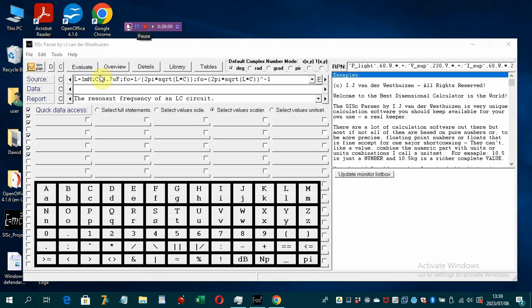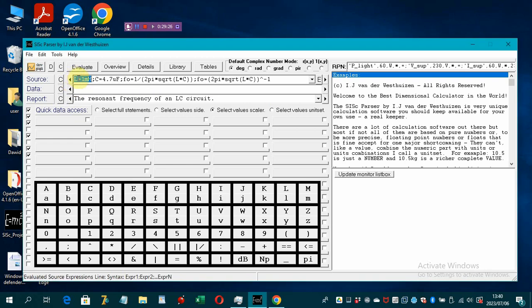In this case, we're going to calculate the resonant frequency of an LC circuit. Now, we normally denote resonant frequency with FO. So we have an L, or inductor, an L value of 1 millihenry. We have a C, or capacitance value, of 2.7 microfarad.